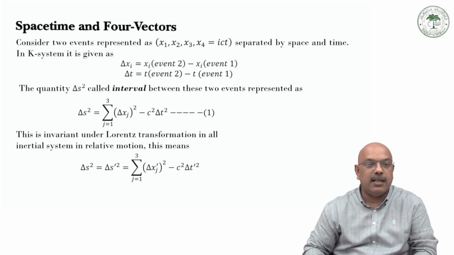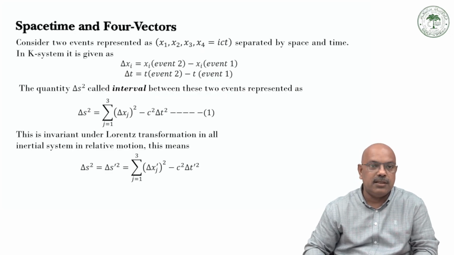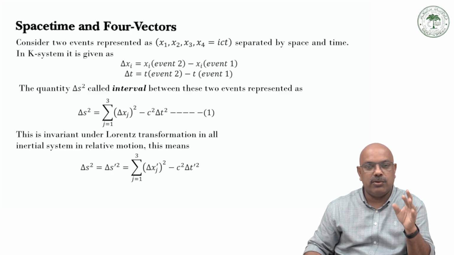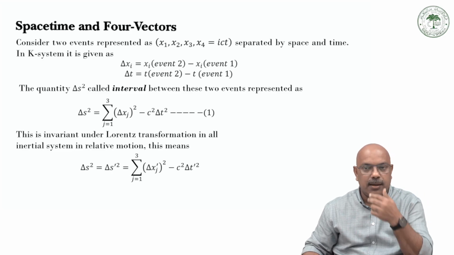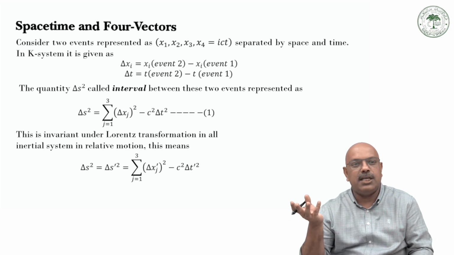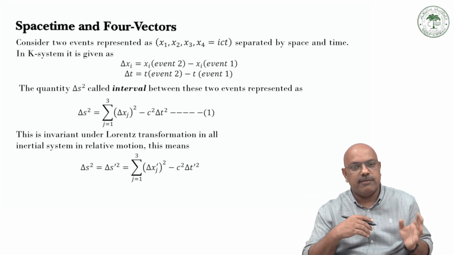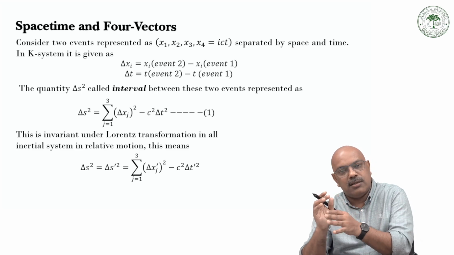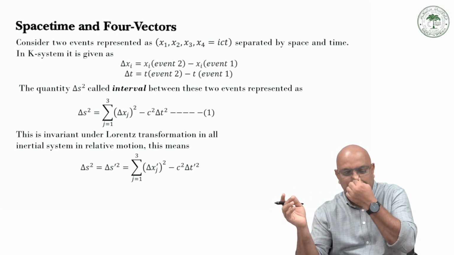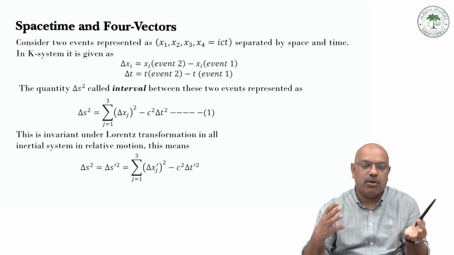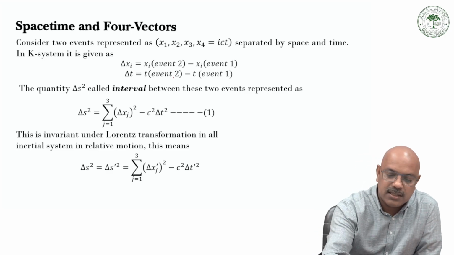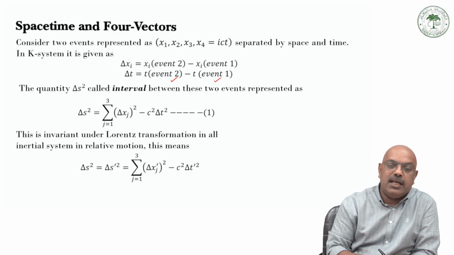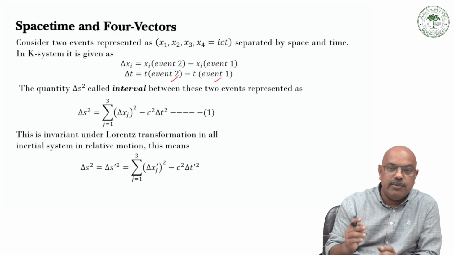So now we define the space-time and the 4 vector. Consider two events represented as x1, x2, x3 and x4, separated by some space and time. In the K system, delta x is the difference between the event at the first point and the second point, and the time is also involved, so the time at event 2 minus the time at event 1. Then the quantity delta s square is called the interval between these two events.